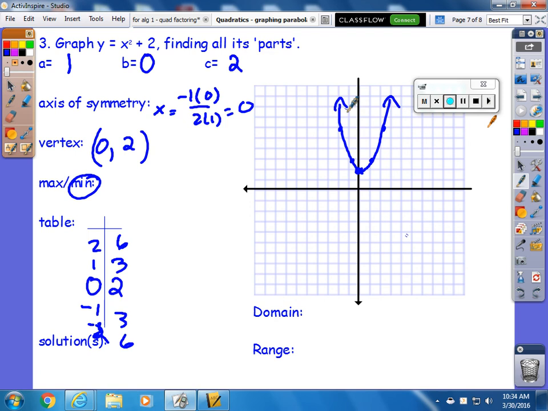Please note on this one that the parabola is positive. It does not hit the x-axis at all. Therefore, this is a no solution. Again, the domain is going to be all real numbers, but your range, what is the lowest y value? It's 2, so y is greater than or equal to 2.